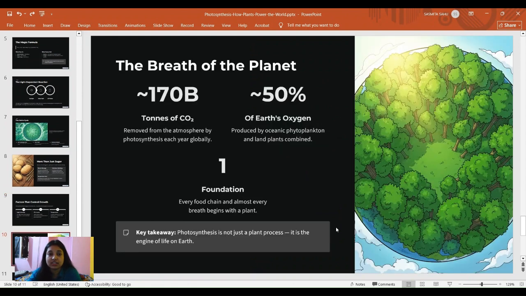So the breath of the plant: tons of carbon dioxide are used in photosynthesis, and they release oxygen. In this way, through this process, the carbon dioxide level decreases in the atmosphere and the oxygen level increases. So tons of carbon dioxide are removed from the atmosphere by photosynthesis each year globally. 50% of Earth's oxygen is produced by oceanic phytoplankton and land plants combined. So the foundation of every food chain and almost every breath begins with a plant.